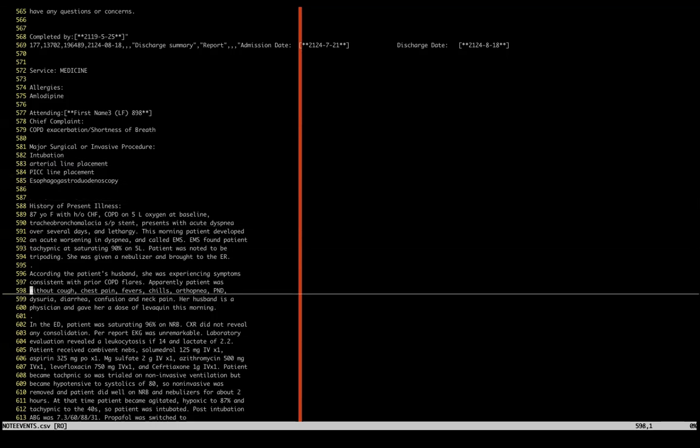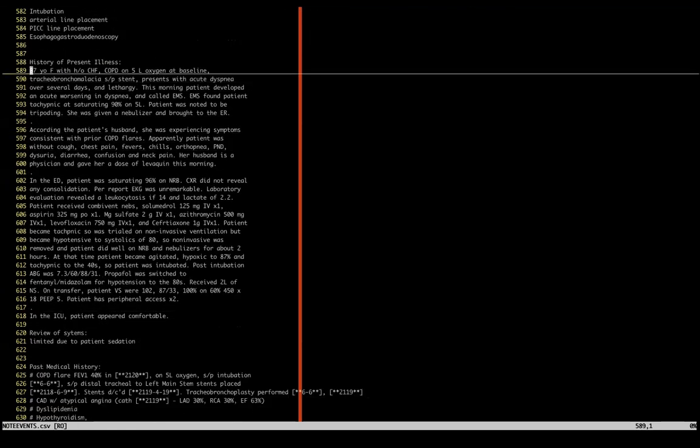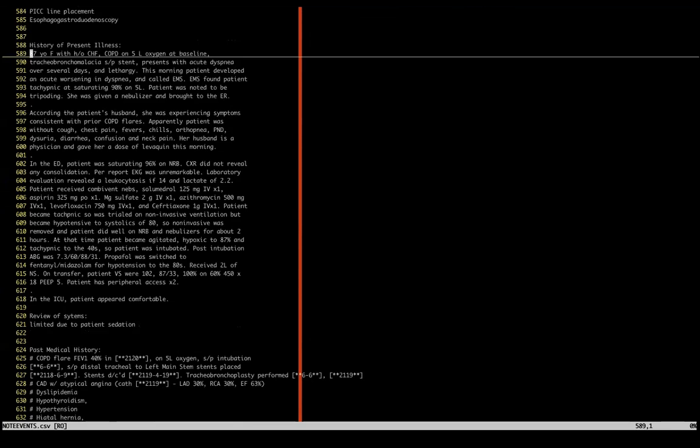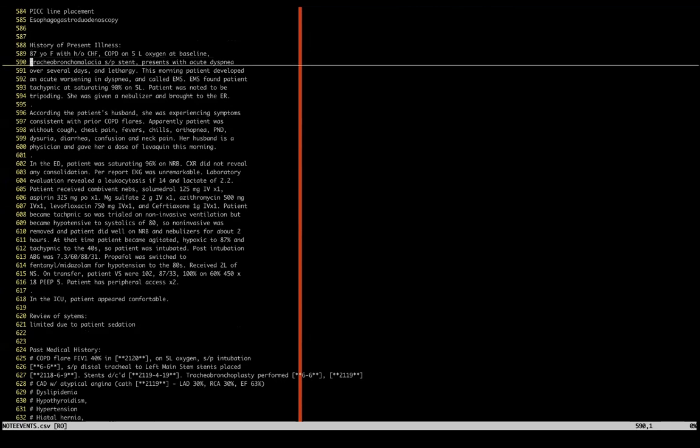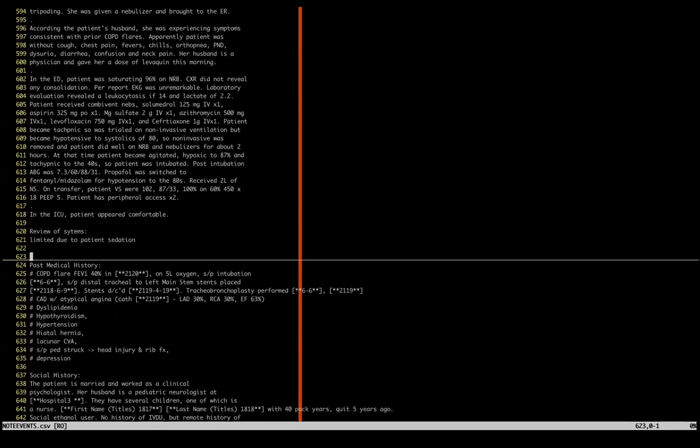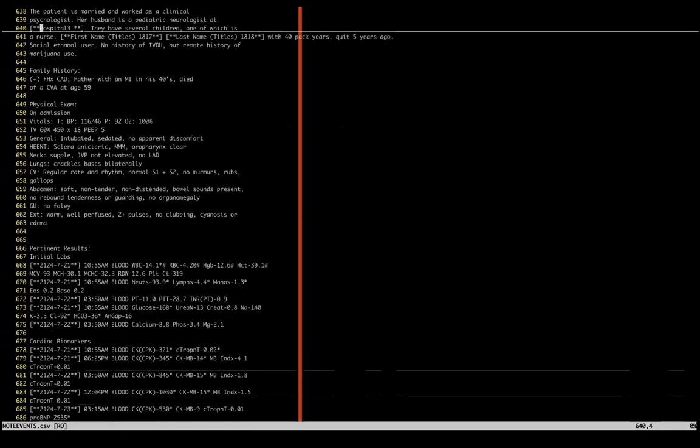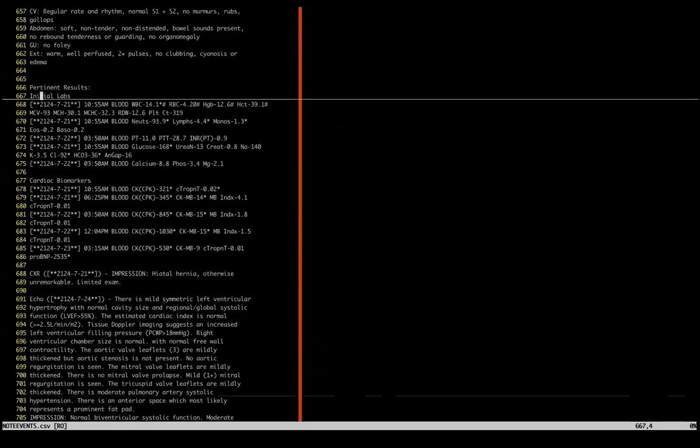Okay, and history of patient illness. Unfortunately in MIMIC-III, all the history information about the patient is not recorded in a structured manner. It's only recorded in an unstructured manner in the discharge summary. So that's a bit unfortunate. And if you go down here, there's past medical history and social history and pertinent results. So initial lab results. The patient's white blood cell count was 14.1, red blood cell count was 4.20, yada yada yada, a lot of information.